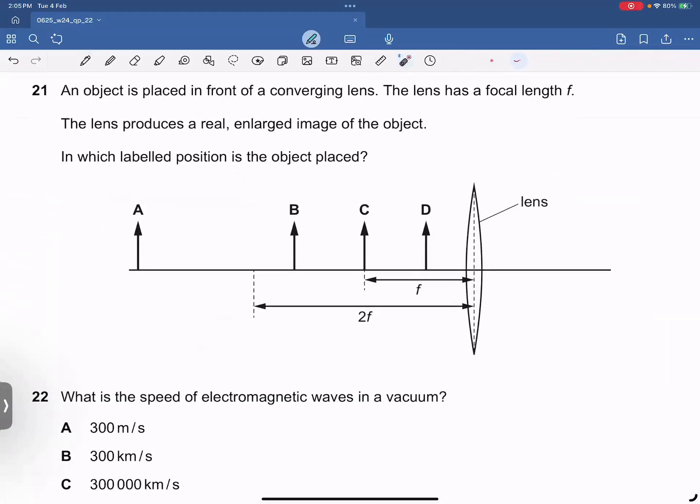An object is placed in front of a converging lens. The lens has focal length f. This is the focal point.